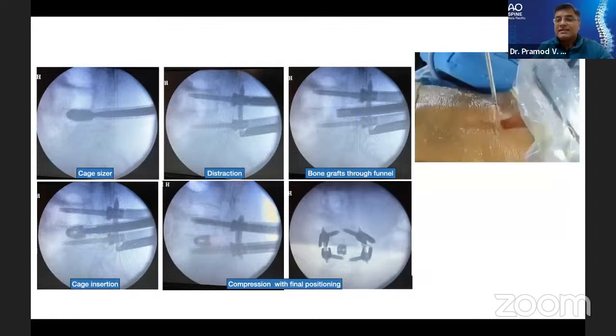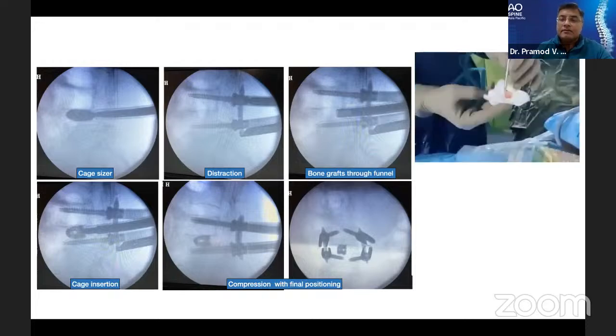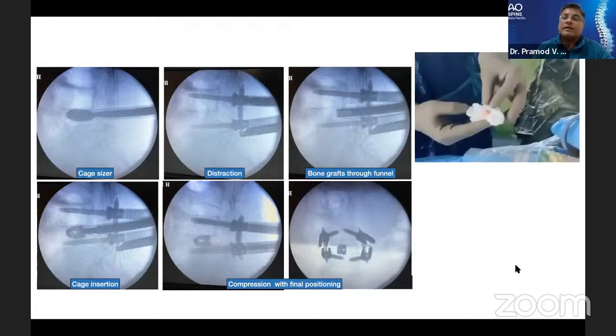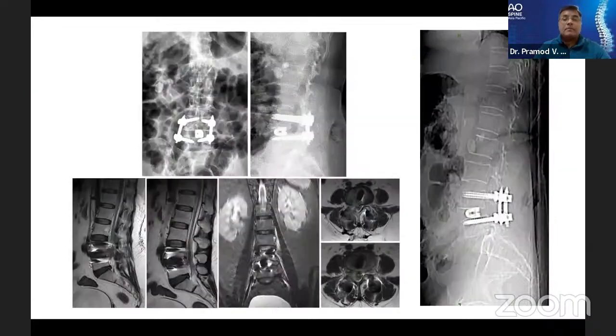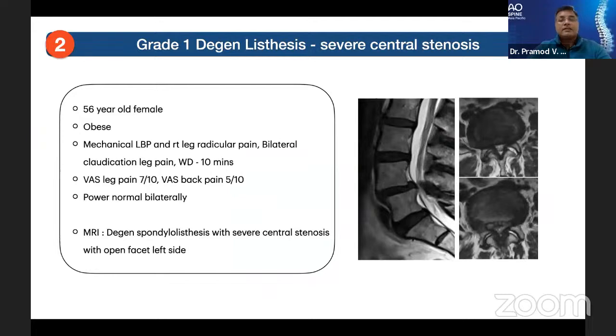So this is the resected part which has been resected en bloc while cutting the facet joint. And this is the final incision. Post-operative X-rays, good alignment, good sagittal alignment, and well-placed implants. Another case, grade 1 listhesis with severe stenosis, bilateral foraminal stenosis there.